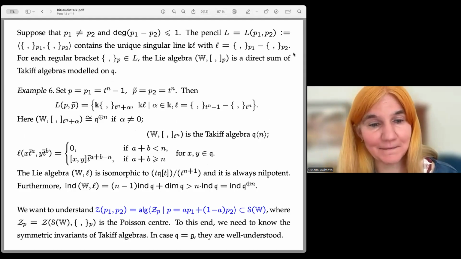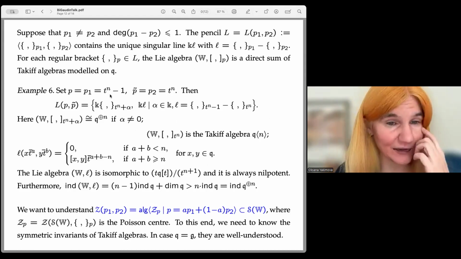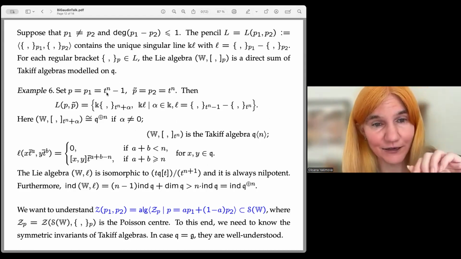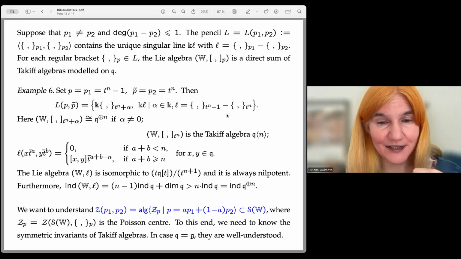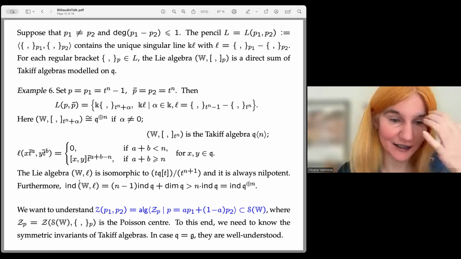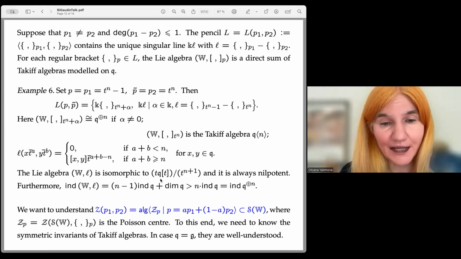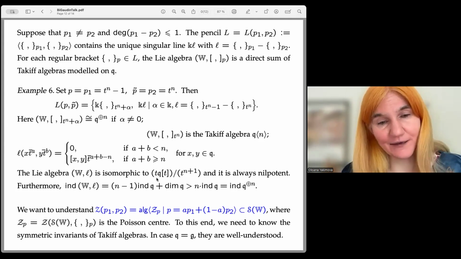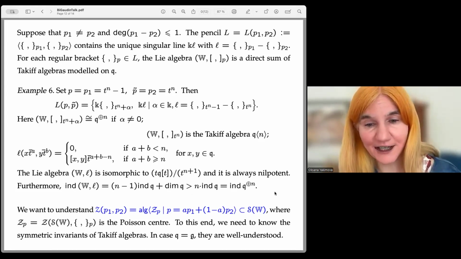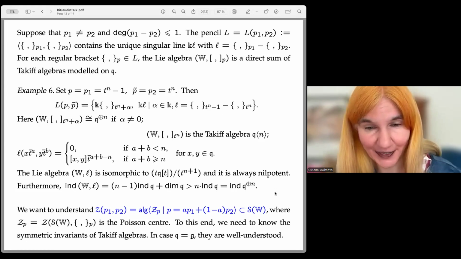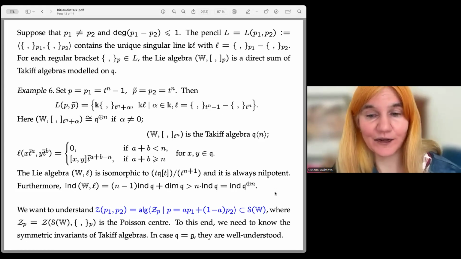This one will be singular, and there is here an example. I take two polynomials that differ just by the constant term, so t^n minus 1 and t to the power n. The singular line is the difference, and in that case we obtain not a Takiff Lie algebra, but something different. I take here the strictly positive part of the current algebra, and take the quotient by t to the power n plus 1. So the index actually jumped. This is a singular point, all other points are regular.